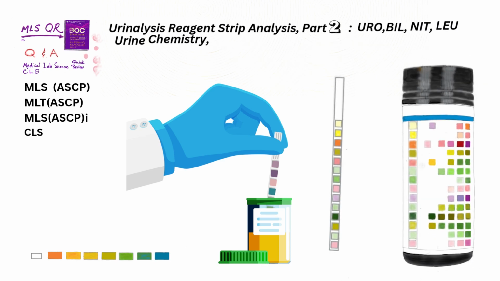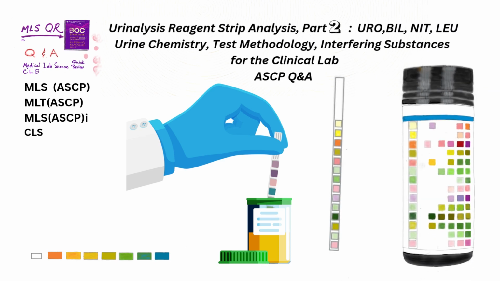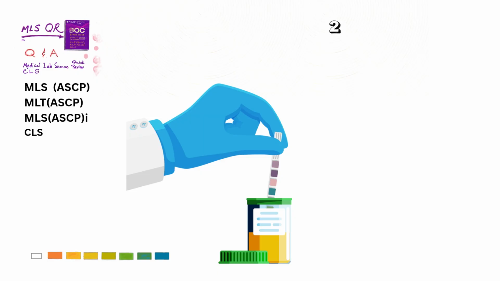Welcome to MLSQR. We present part 2 of urinalysis reagent strip analysis, covering urobilinogen, bilirubin, nitrite, and leukocyte esterase testing. We'll cover background clinical lab science, urine chemistry, test methodology, and interfering substances.